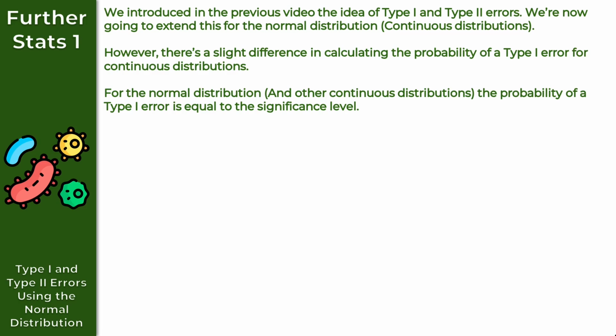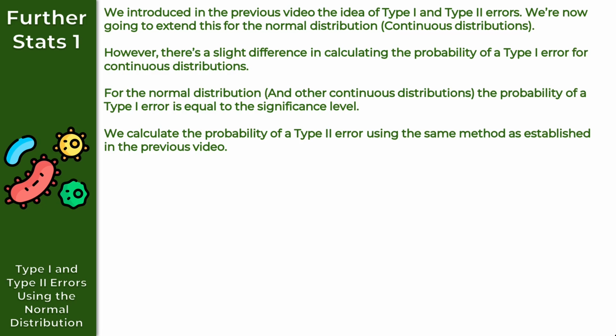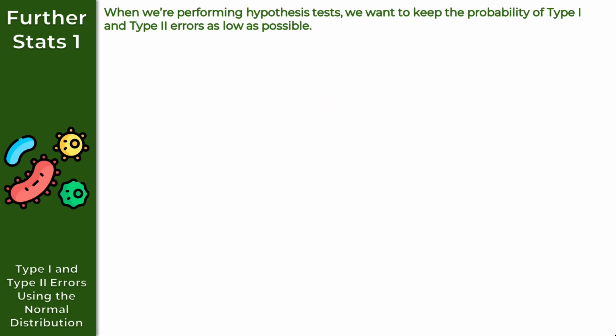Now, you might also be wondering about the probability of a type 2 error for continuous distributions, such as the normal distribution. However, the good news is we find this using the same method as established in the previous video. Okay. Now, before we take a look at one practice question demonstrating these concepts, let's just quickly discuss the significance of type 1 and type 2 errors.